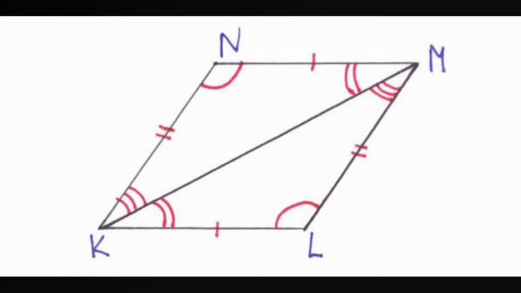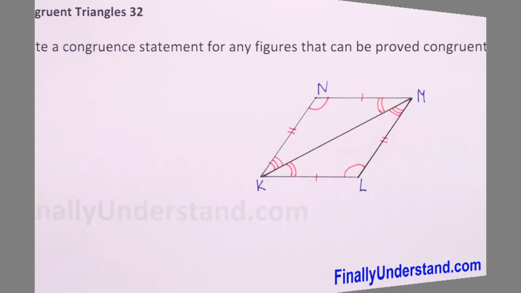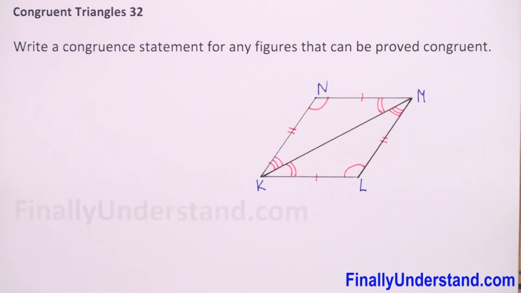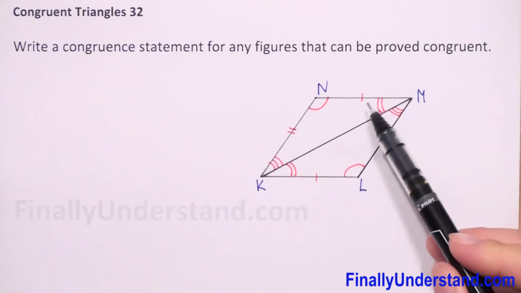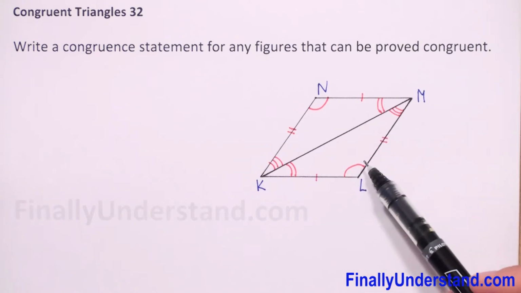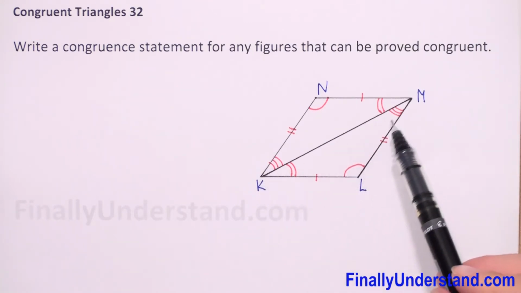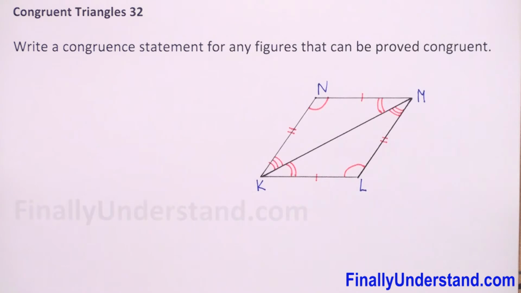We have to write a congruence statement for any figures that can be proved congruent. We are given a quadrilateral, and this quadrilateral is divided into two triangles. So first, let's check the angles of our two triangles.